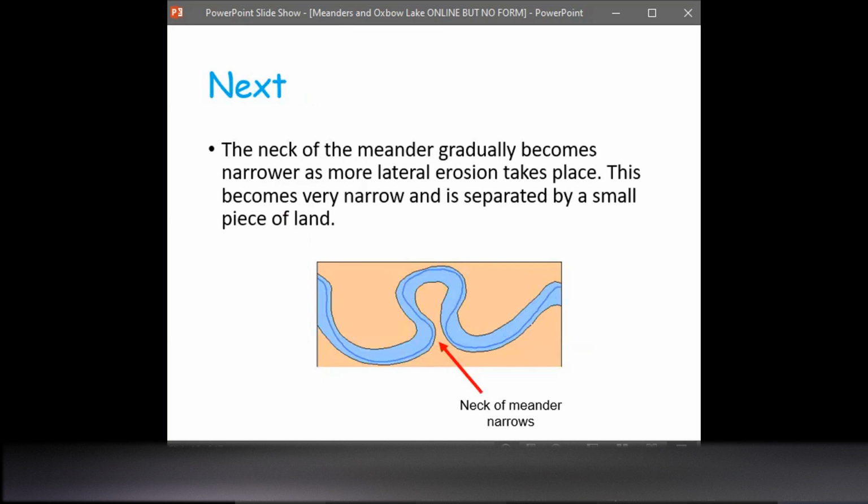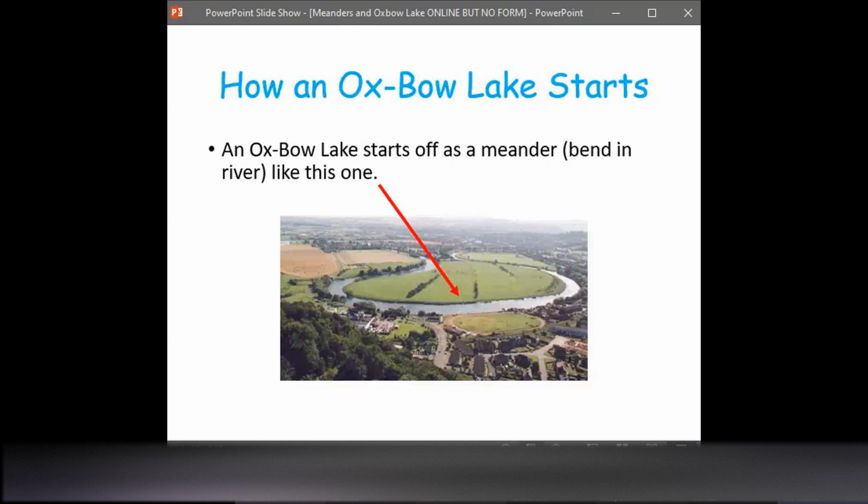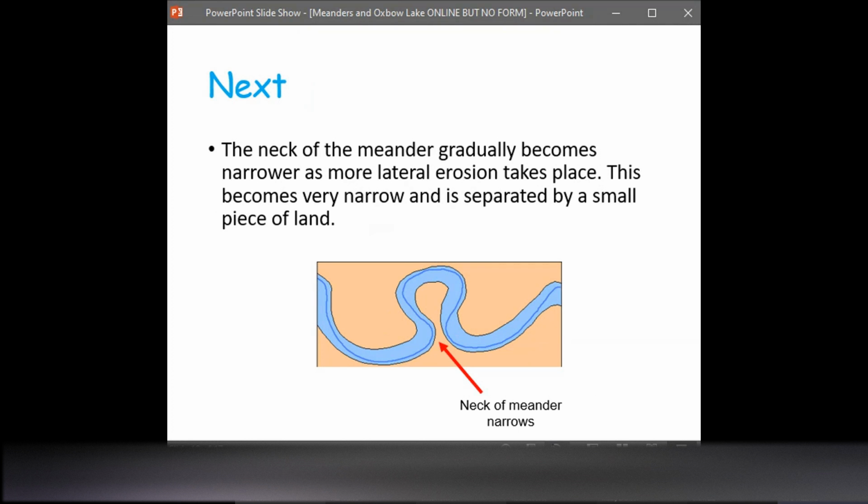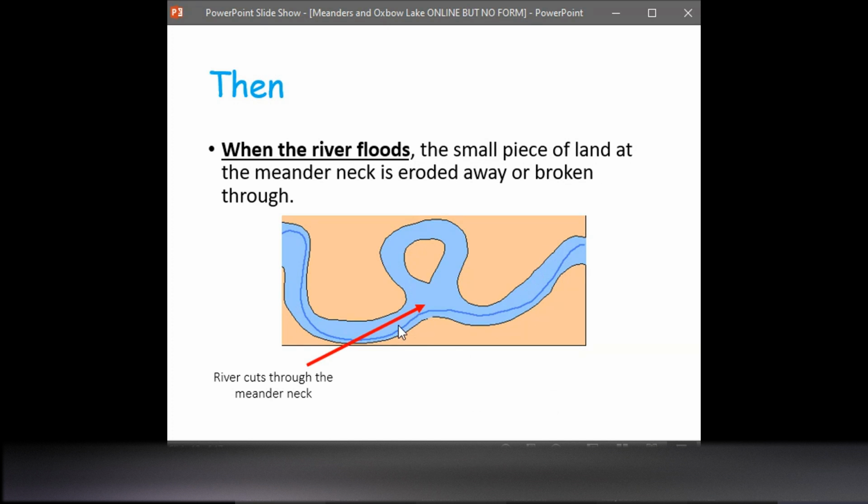So I'll just run through that again quickly, because it can seem quite complicated, but it's actually a really simple thing that we've got going on there. So the meander goes around and it starts to move because of the fast water on the outside of the bend, making more erosion happen. The meander gets narrower, it becomes loopy, getting this neck of the meander smaller and smaller because of all of the lateral erosion. Over time it will flood and the water will cut through that neck and take the shorter route.